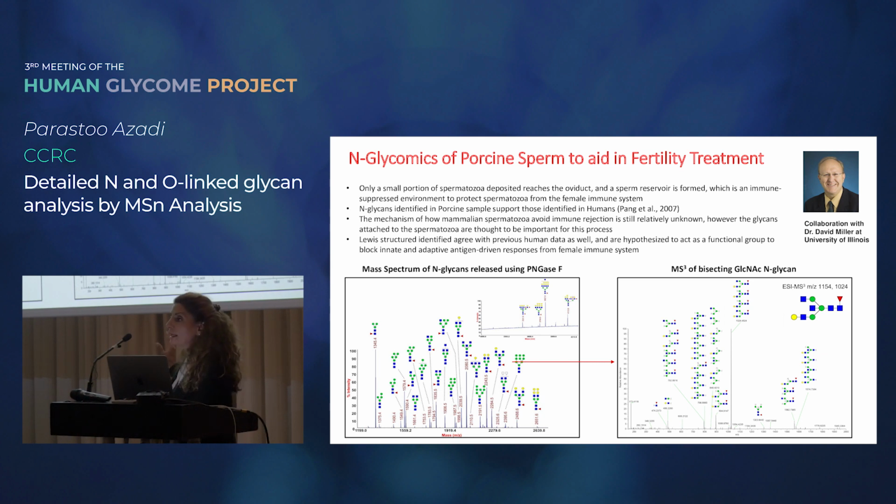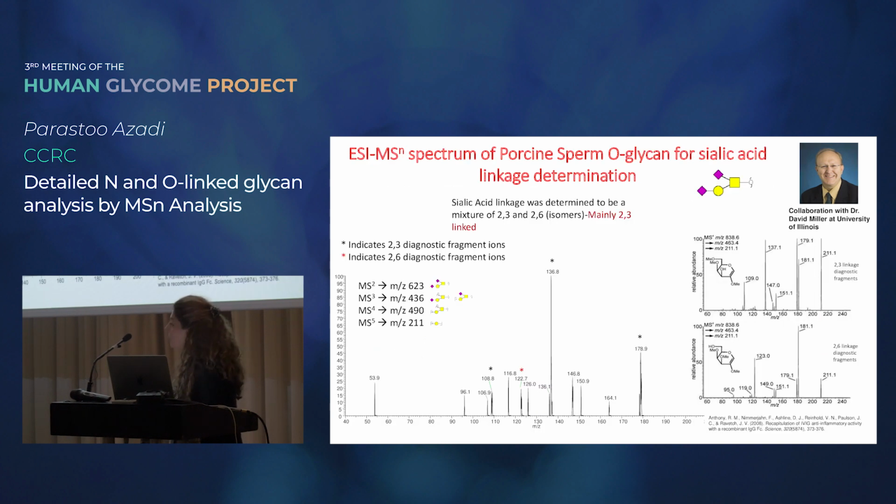But bisecting GlcNAc was present significantly. So one feature that we saw in porcine is bisecting. They also found bisecting in 2007. So it is postulated that bisecting and Lewis structures may be responsible for this. But they had also detected Siglec structures in the tract, and they wanted to know whether sialic acid could also be playing a role here.